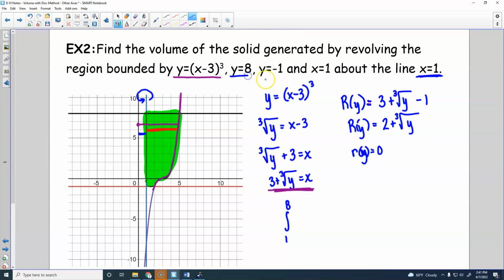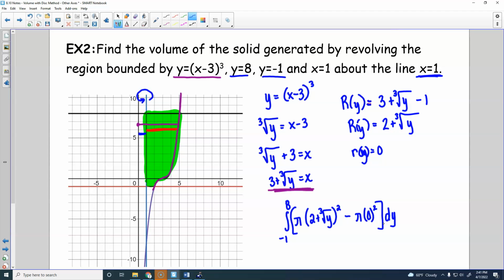Y equals -1 to 8. This one right here, that's -1 up to 8. And so we would have pi times that outside radius, which is 2 plus the cube root of y squared. And then, this part's unnecessary for this particular problem, but pi times 0 squared here.